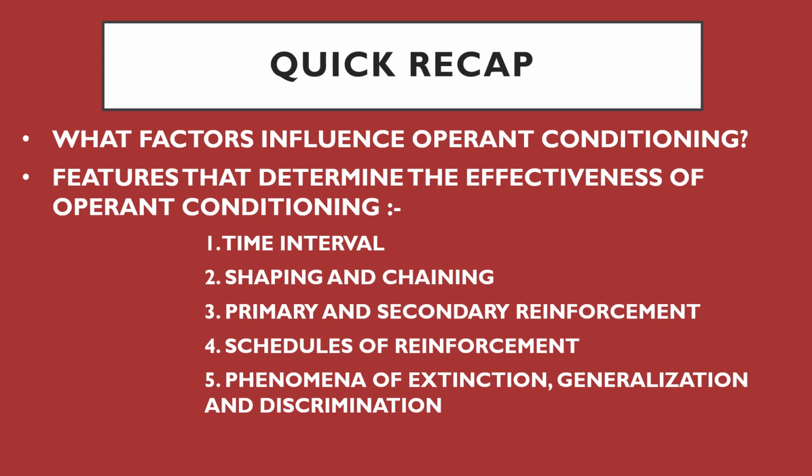Now let's have a quick recap on what we have learned. We have learned the factors influencing operant conditioning and the features that determine the effectiveness of operant conditioning, like the time interval, shaping and chaining, primary and secondary reinforcement, schedules of reinforcement, and the phenomena of extinction, generalization, and discrimination. Operant conditioning is especially useful in education and work. But if you understand the basic principles, you can use them to achieve your personal habit goals. Reinforcement and the reinforcement schedules are crucial to using operant conditioning successfully.